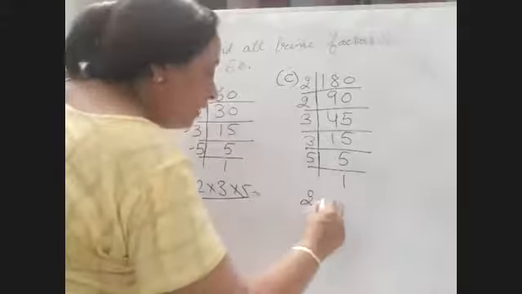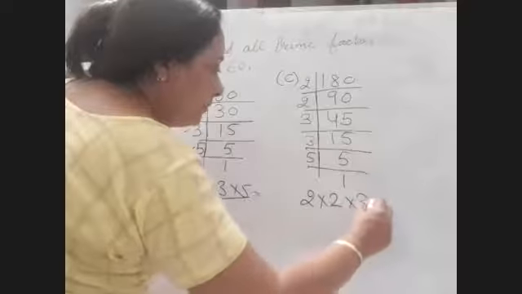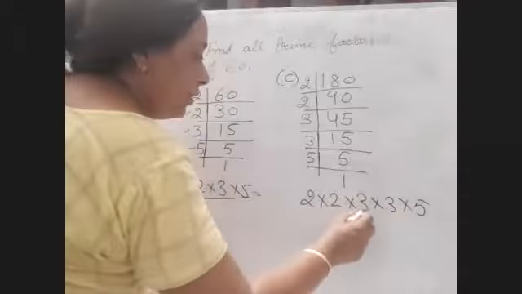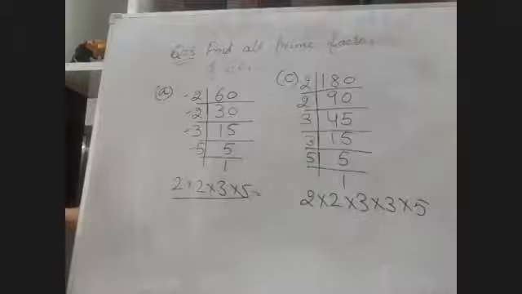Yes, sir? So all prime factors of 180 are 2, 2, 3, 3, 5. So this is prime factorization by division.